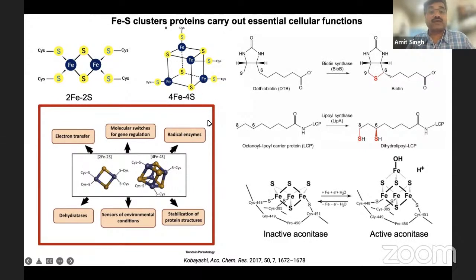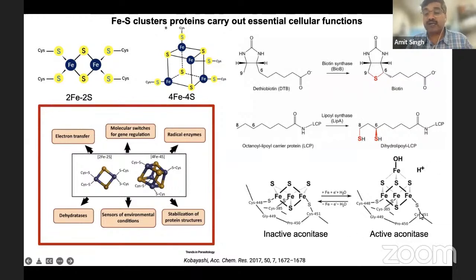These enzymes also carry out radical reactions. They are radical enzymes. They also carry out direct synthesis. For example, synthesis of cofactors like biotin and lipoic acid is dependent on proteins like biotin synthase and lipoyl synthase, which are iron sulfur cluster proteins.